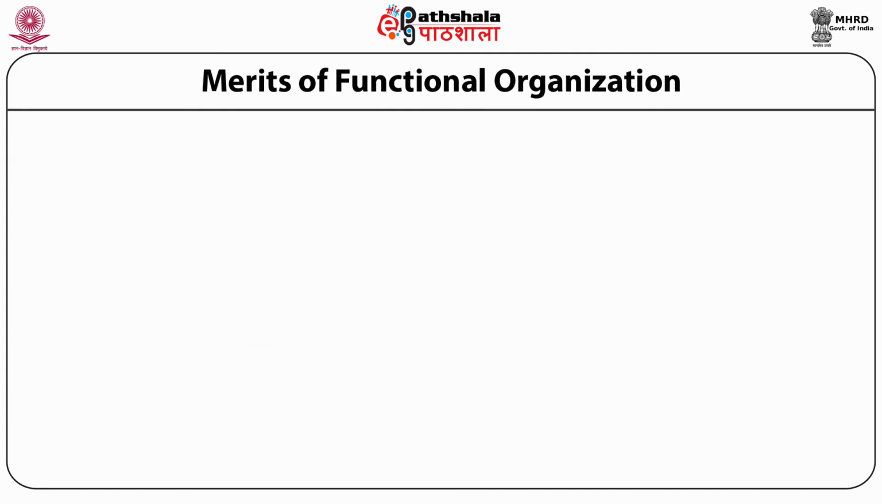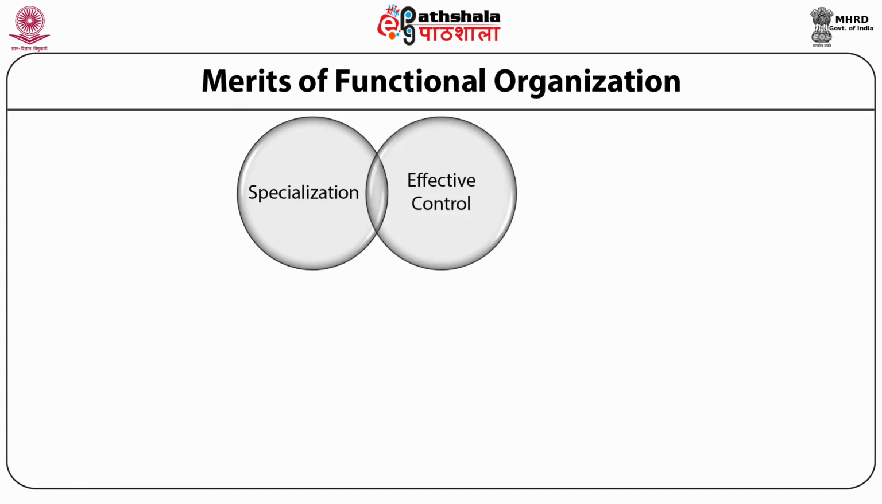Merits of functional organization. First is specialization. Functional organizations are characterized by specialization. The extent of specialization is highest in functional organization structure. Effective control. Management control is simplified as the mental functions are separated from manual functions. Checks and balances keep the authority within certain limits. Specialists may be asked to judge the performance of various sections.